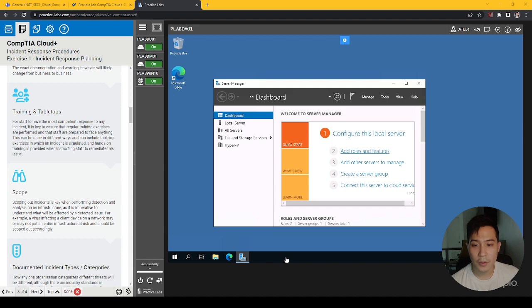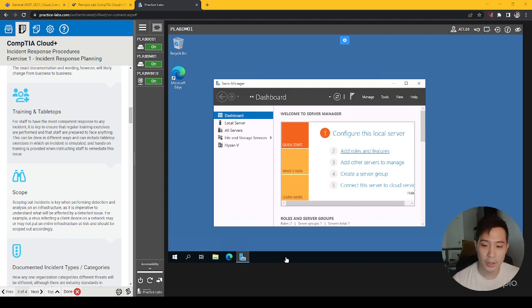Our next topic is about training and tabletops. Now, for staff to have the most competent response to any incident, it is key to ensure that regular training exercises are performed and that staff are prepared to face anything. This can be done in different ways and can include tabletop exercises in which an incident is simulated and hands-on training is provided when instructing staff to remediate this issue.